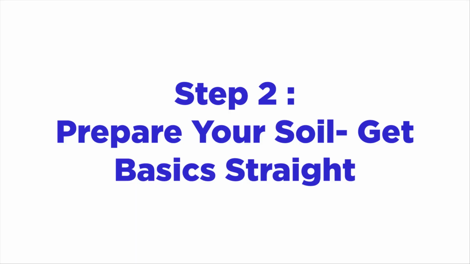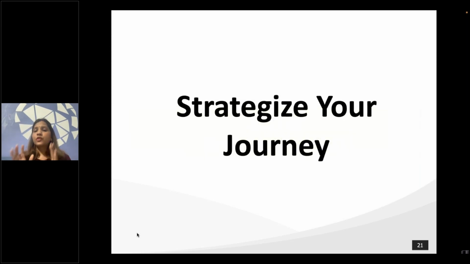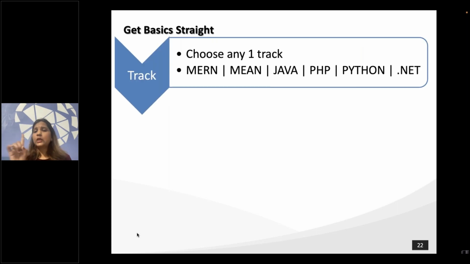Step two: now you've identified your skill sets. You know what options are available. Definitely you need to prepare your soil before you can sow the seed, right? So preparing the soil implies strategizing your journey. Now, when you strategize your journey, the first step is to get the basics straight. Please pick up any one track.